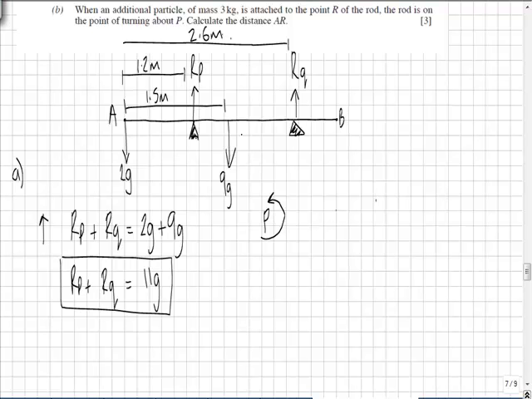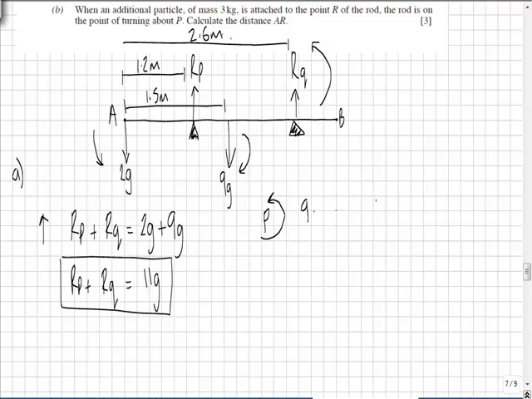So we can see the 9g is acting clockwise. If we were stood at P, the reaction at Q is acting anti-clockwise, and behind us, if we were stood at P, the 2g is also acting anti-clockwise. So clockwise moments will equal the anti-clockwise moments if we're in equilibrium.